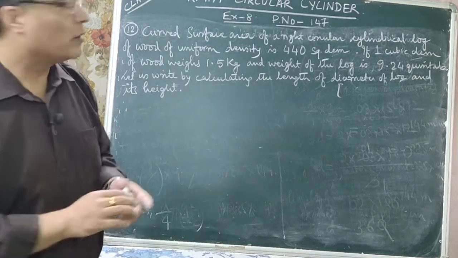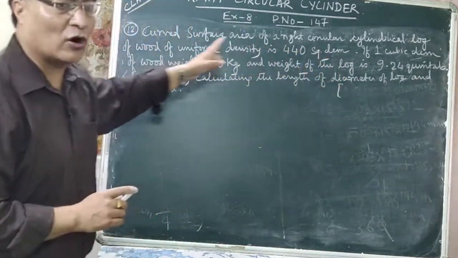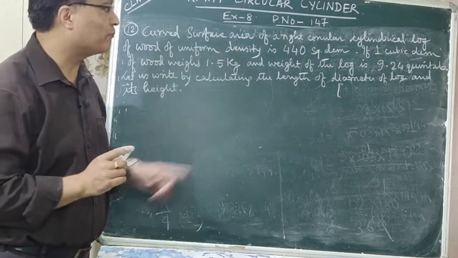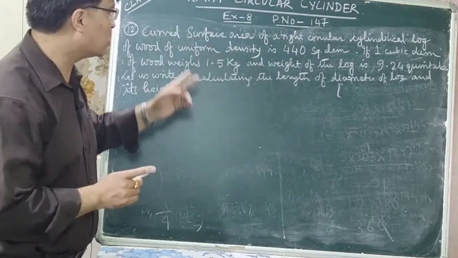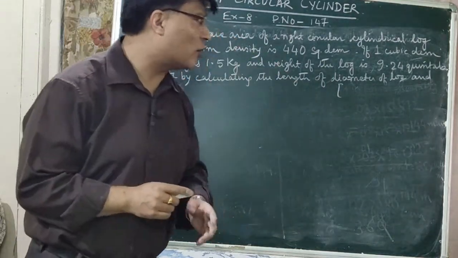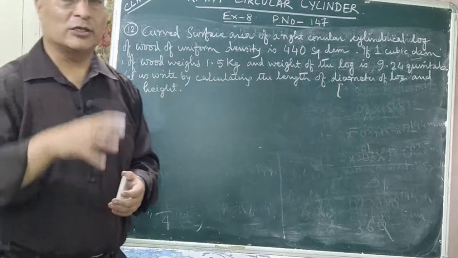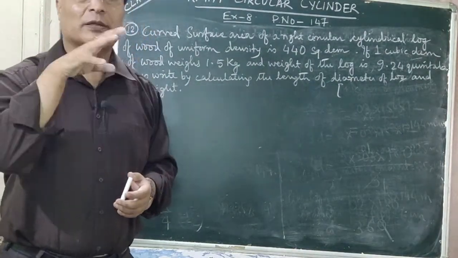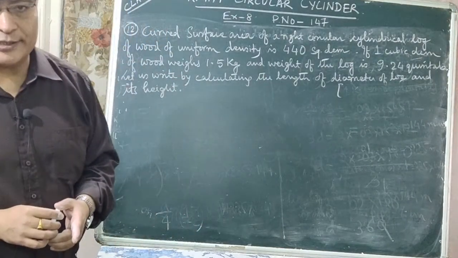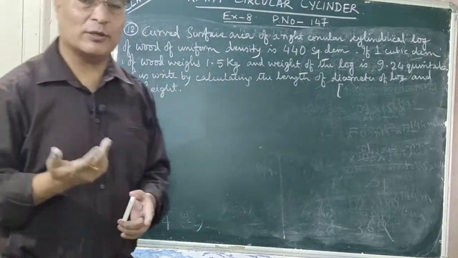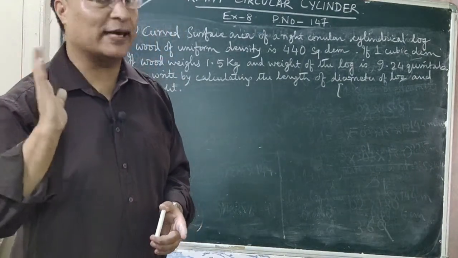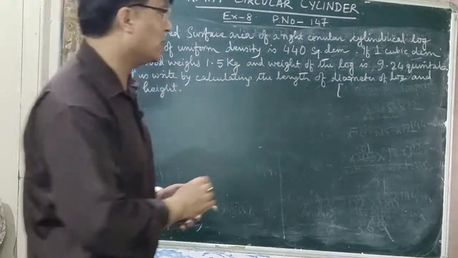here it says 1 cubic decimeter of log of wood weighs 1.5 kilogram. What is the weight of 1 cubic decimeter? 1.5 kilogram. And the weight of the log of wood is 9.24 quintals. The total weight of that log of wood is 9.24 quintals. So we must convert this into kilogram. So 1 quintal is 100 kg, remember. 1 quintal is equal to 100 kg.